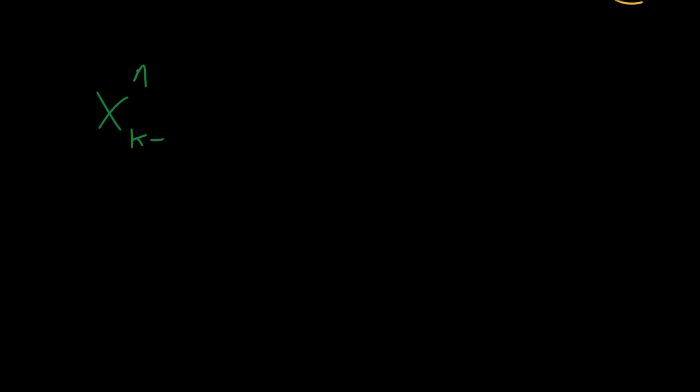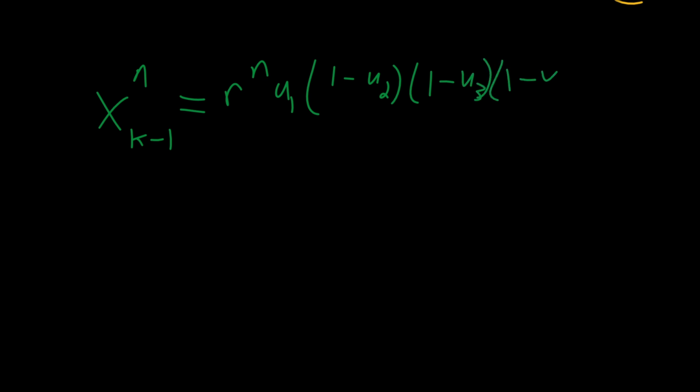It's going to be k minus 1. If we just multiply both sides by the denominator, we find that x_{k-1}^n is just equal to r^n times, well, I should write the u up front, u1, and then times 1 minus u2, 1 minus u3, 1 minus u4, and then ... 1 minus u_{k-1}.